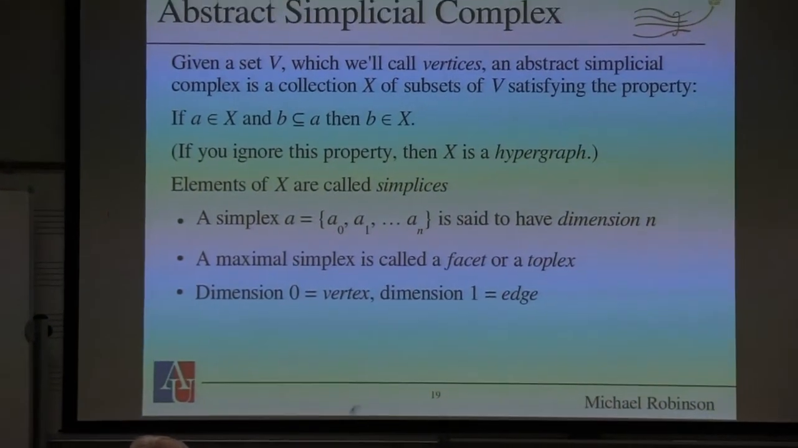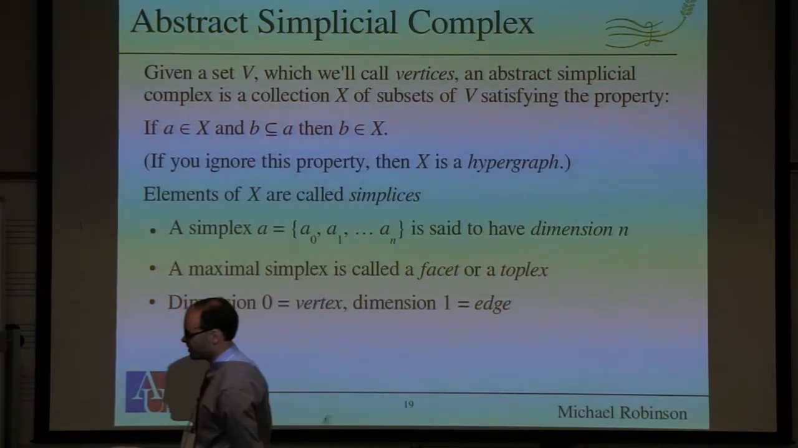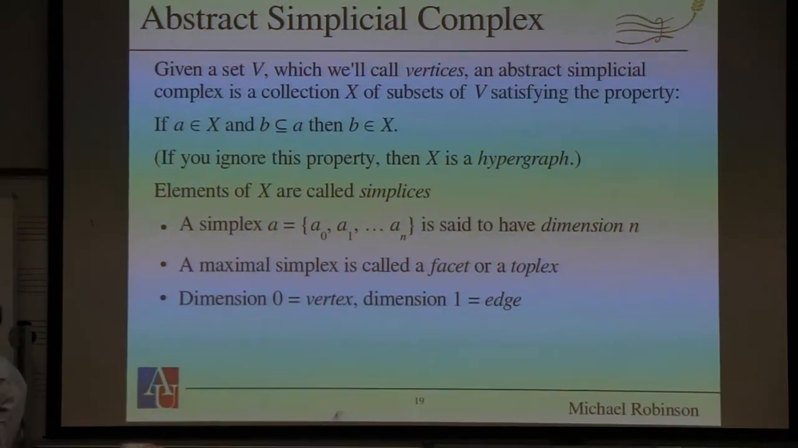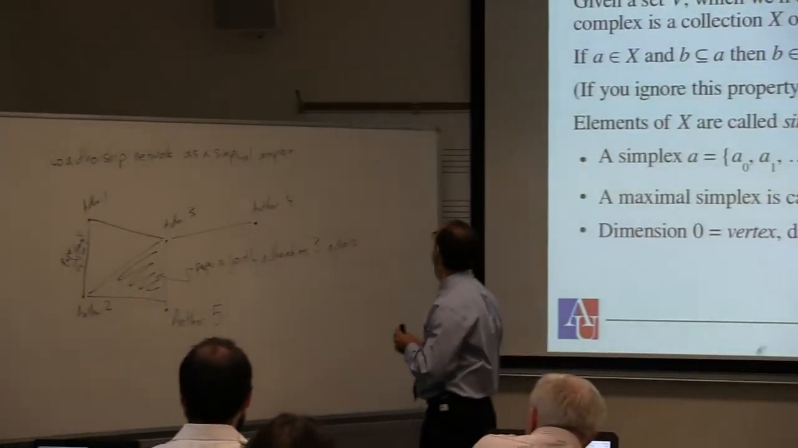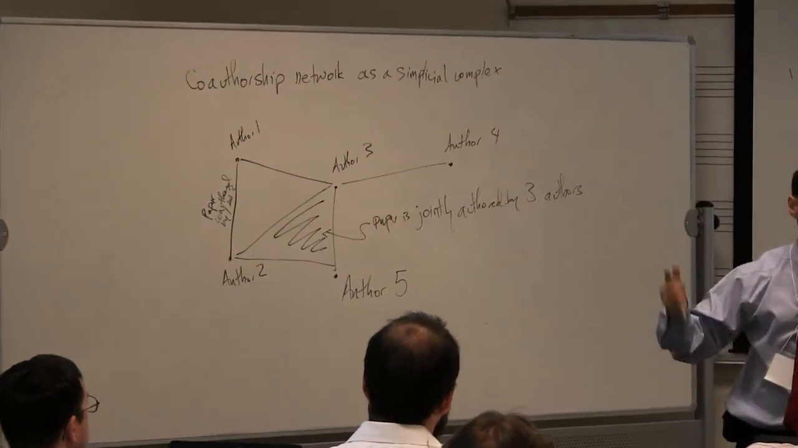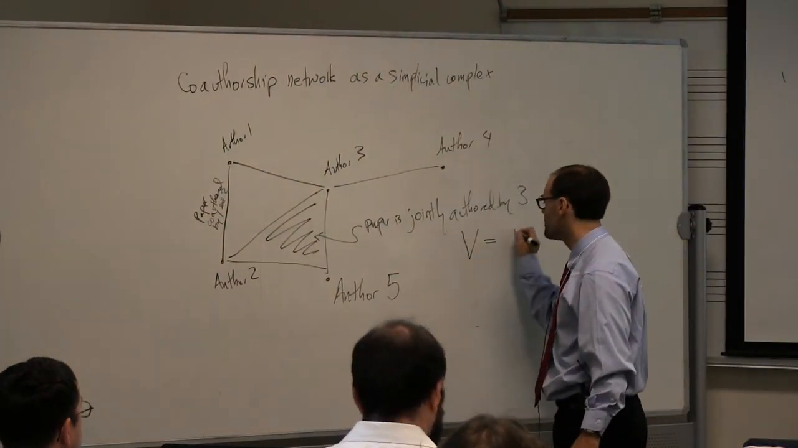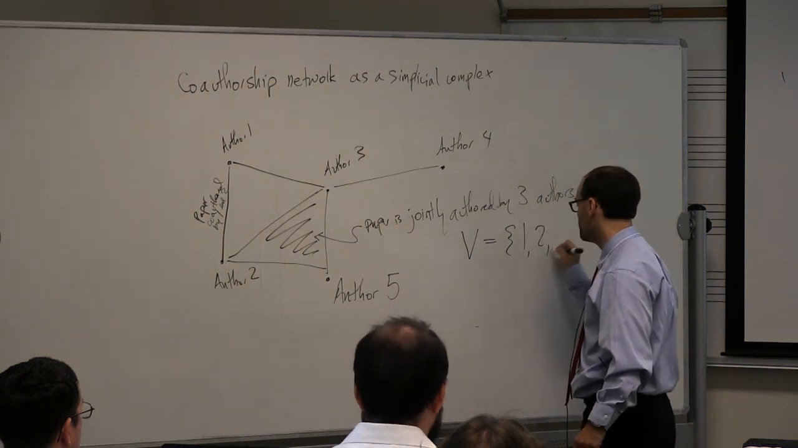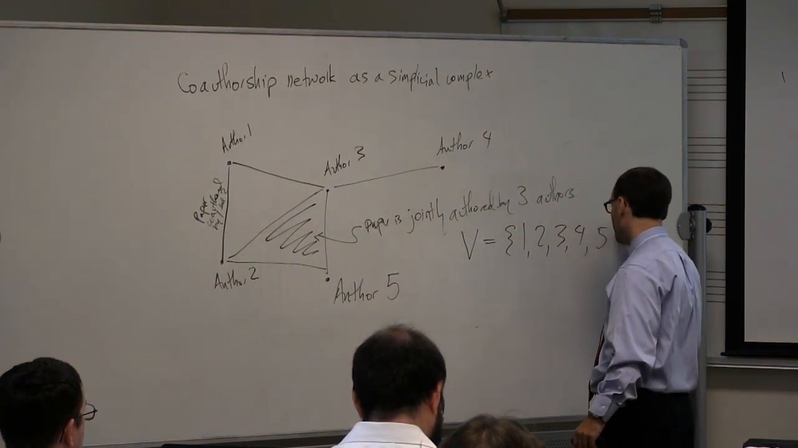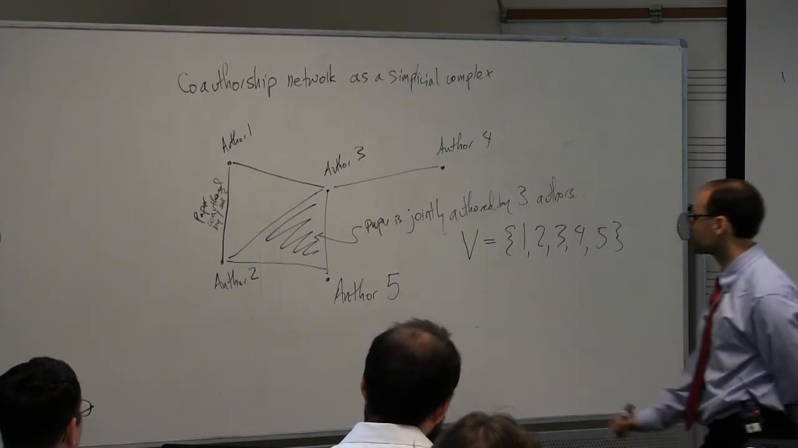So what is it going to have? It's a set of, what are the vertices? The vertices here are authors. Author 1, 2, 3, 4, and 5. So the set of vertices, I'll just say 1, 2, 3, 4, and 5. Now, what does the simplicial complex look like? So I'll call the simplicial complex X. It's a set of subsets of this thing. And so what are they?